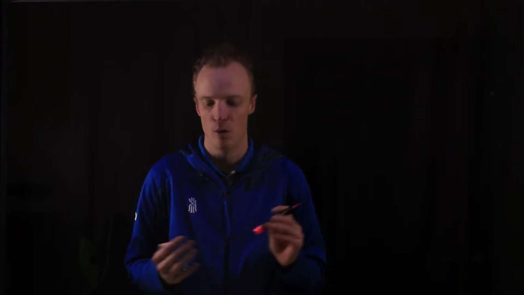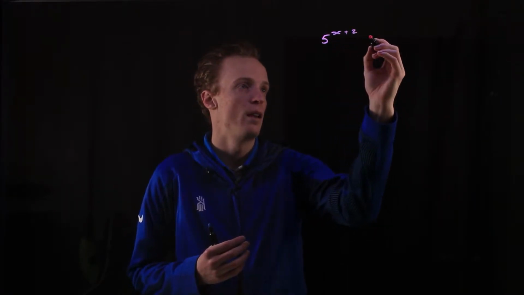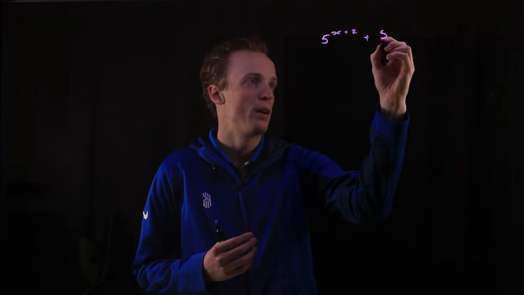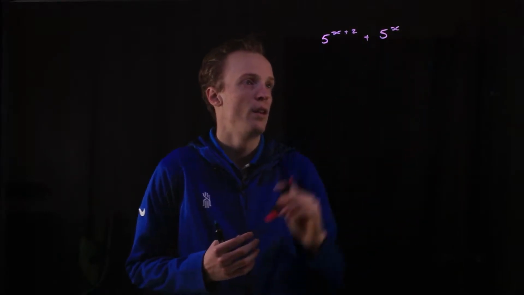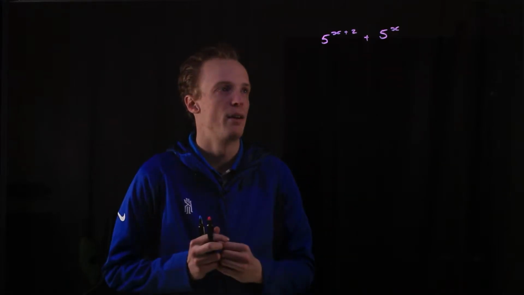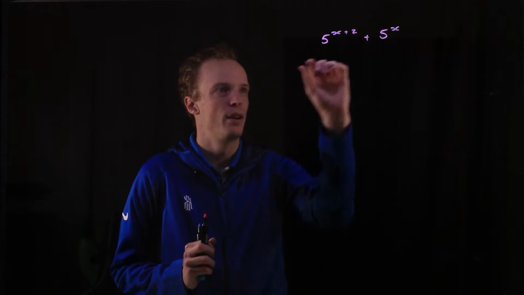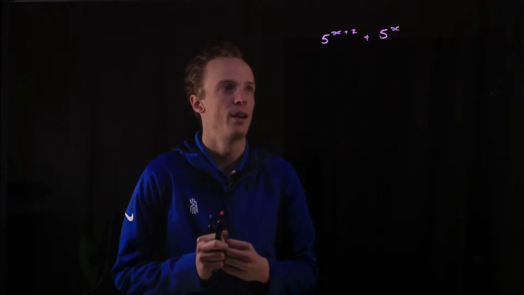Let's now take a look at factorising when we've got rational or variable exponents. So let's say we've got an example of 5 to the power of x plus 2, and we're adding 5 to the power of x. And we want to factorise this, which means that we want to put it back into the brackets. Well, to do something like that, I want to actually factorise this by taking out the highest common factor.